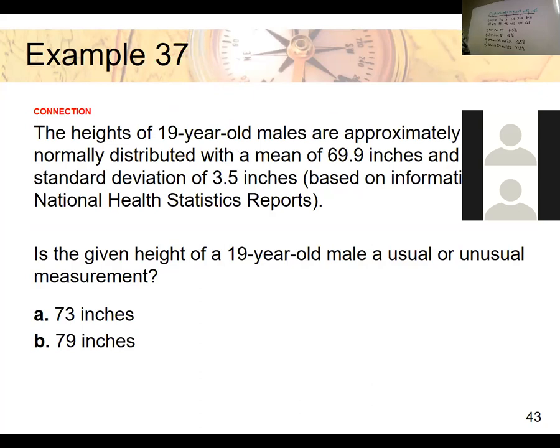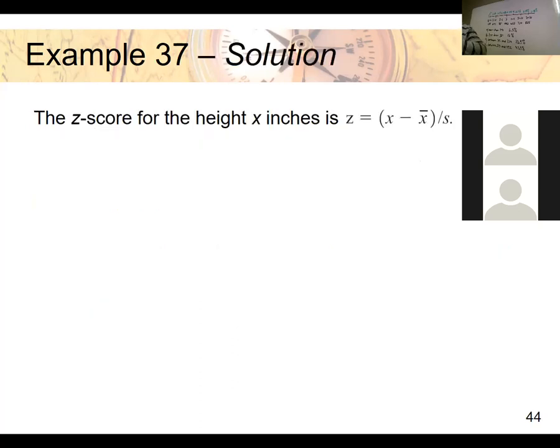So like in this example, the heights of 19-year-old males are approximately normally distributed, with a mean of 69.9 inches and a standard deviation of 3.5 inches, based on information from the National Health Statistics Report. Is a given height of a 19-year-old male usual or unusual? In part A, we have 73 inches, and part B, 79 inches. On the next slide, this is how they show you how to do this.